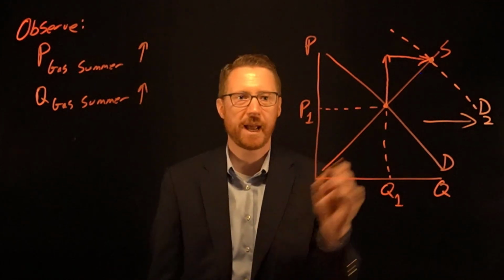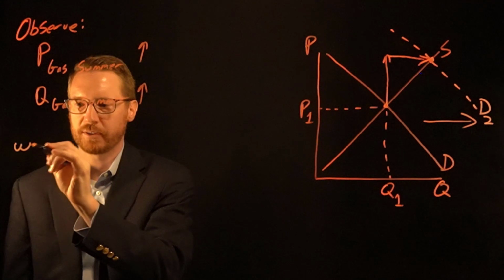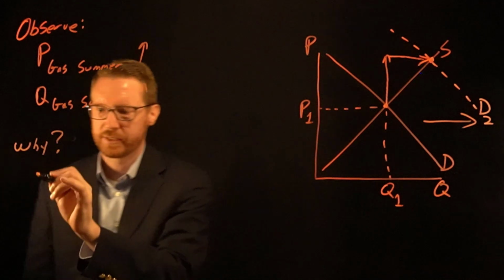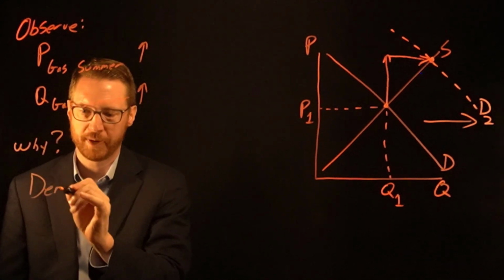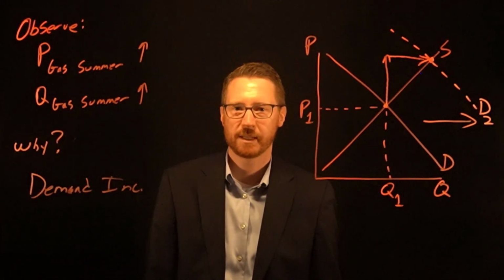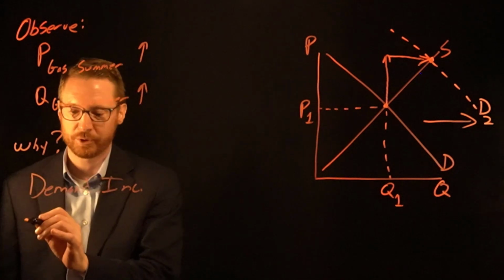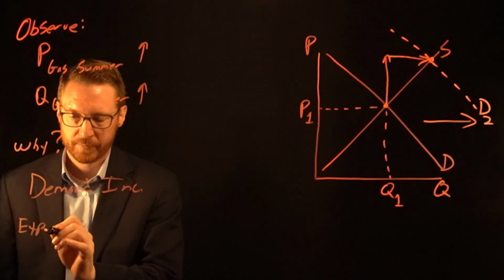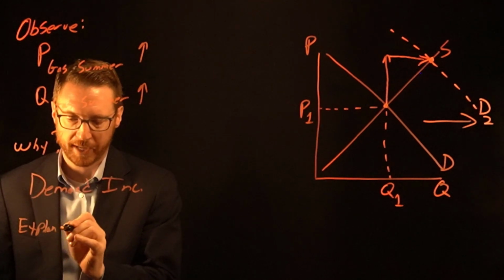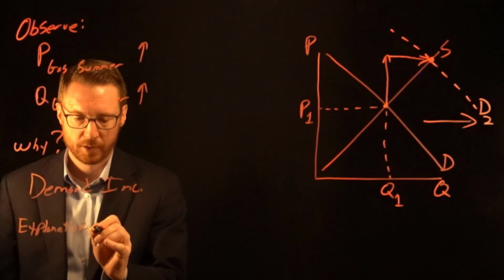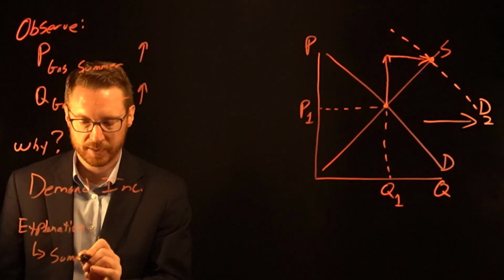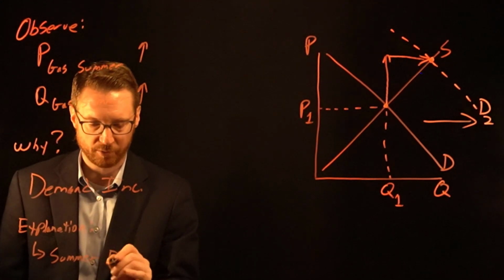So we observe something happening, we draw it in, now we can start to think about the question of why. So our graphical analysis suggests that this is a story about demand increasing. So what would increase demand in the summer? Well, maybe it's the summer driving season. So we don't always know, right? Our explanation, so let's go ahead, we'll just write it out. Explanation, there could be potential explanations, but the logical one here is that this is probably a story about the summer driving season.